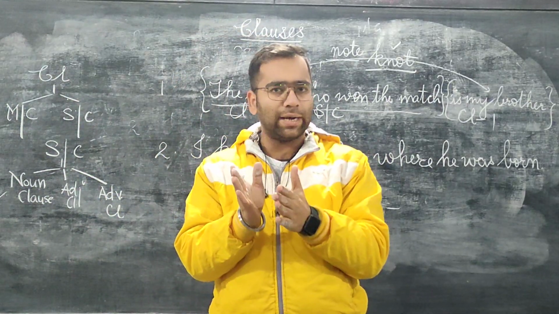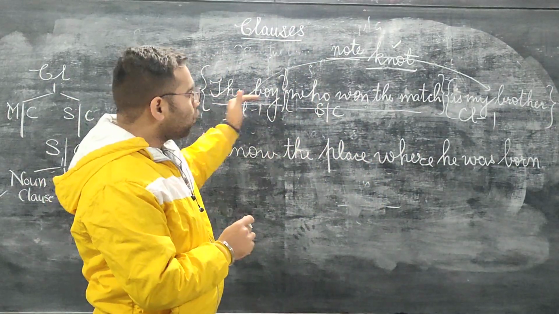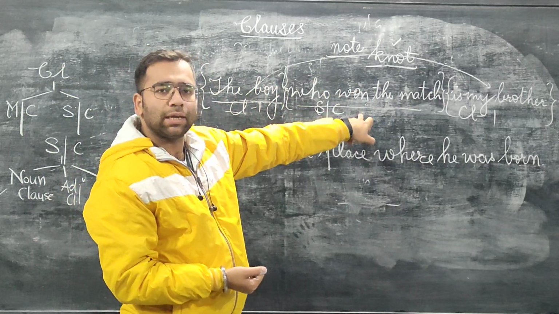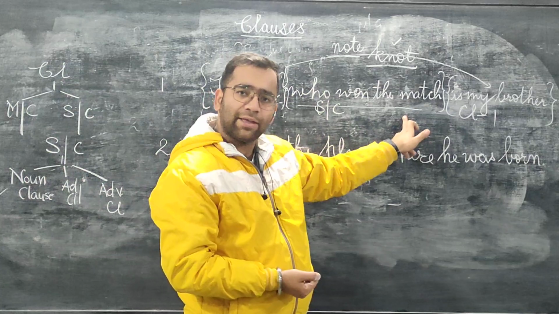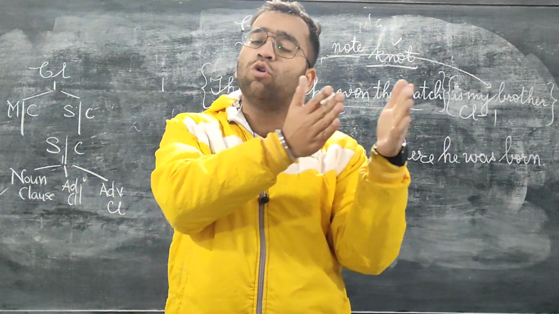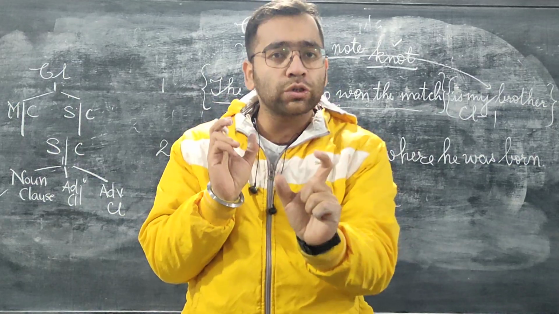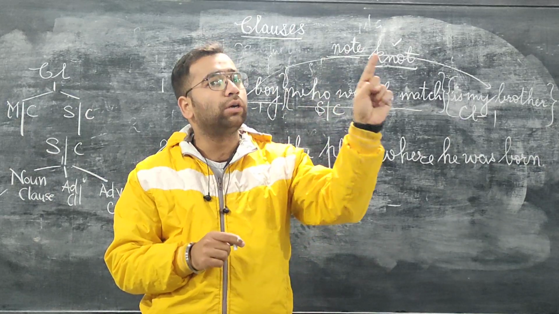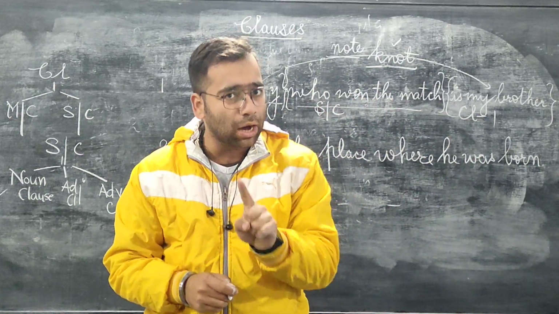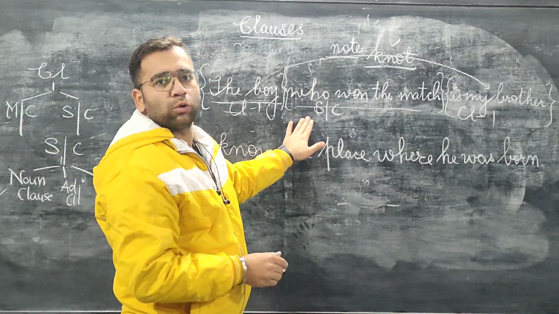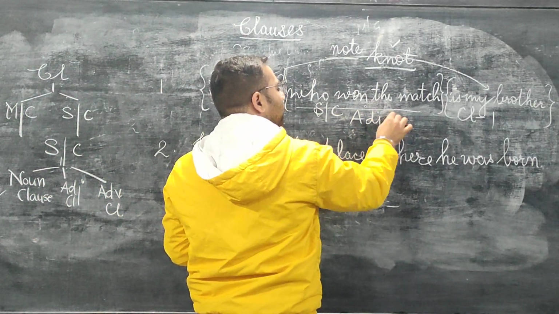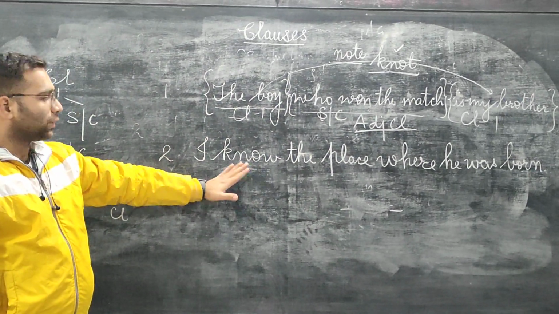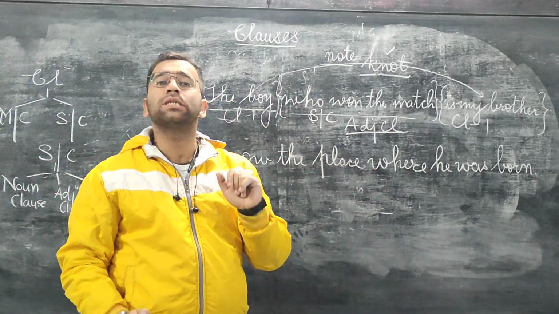Ram is intelligent. The quality of Ram is intelligent. The boy is my brother. That's okay. What is the quality of the boy here? He won the match. So who won the match is telling more about the boy. So the clause or the part of the sentence which tells more about noun will be an adjective clause. Understood?